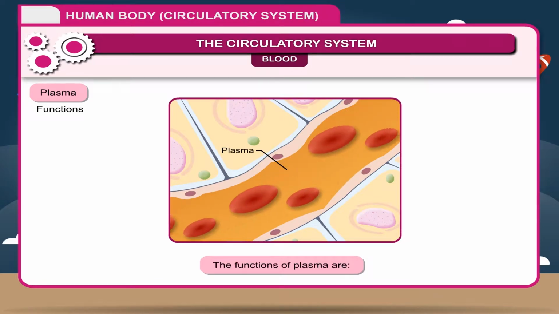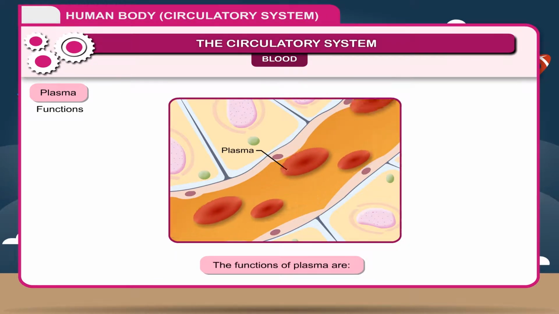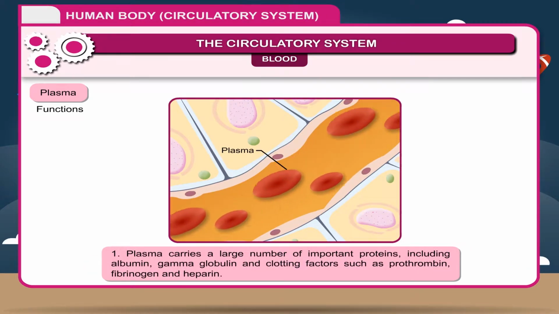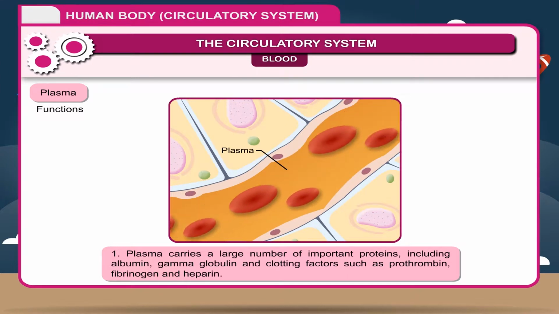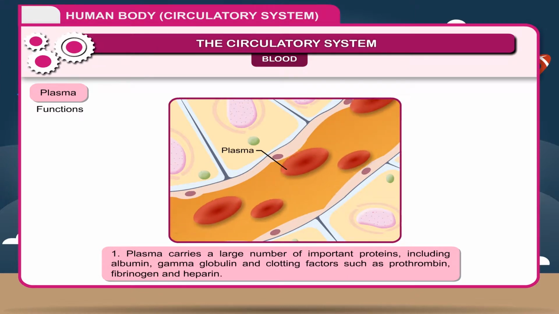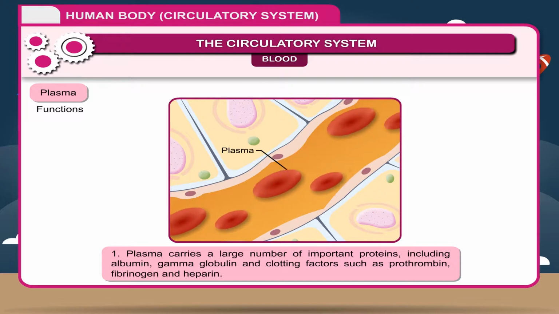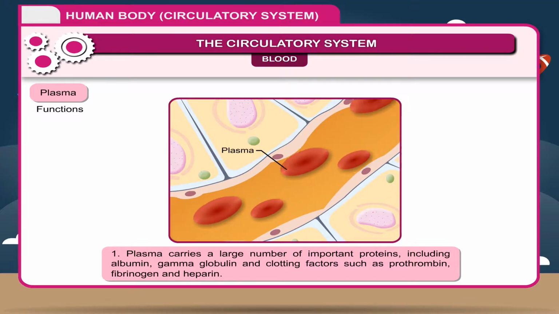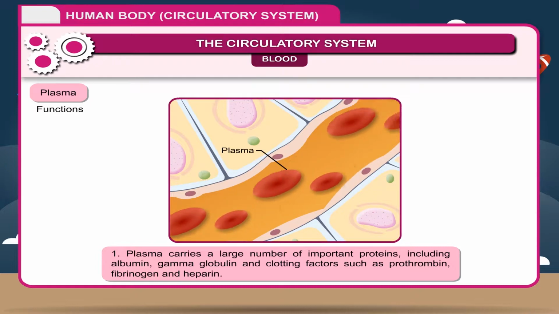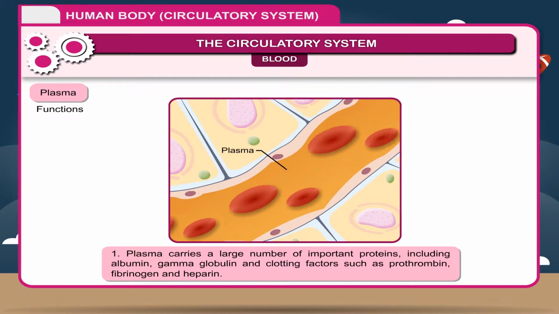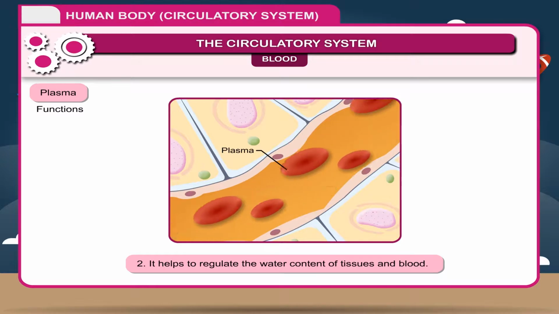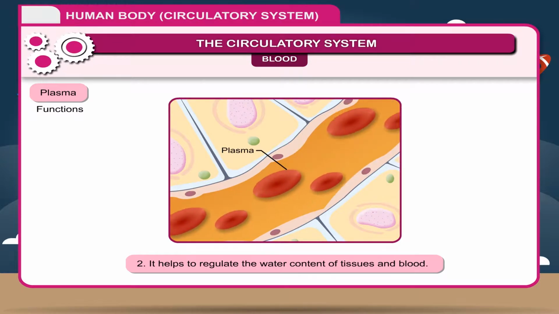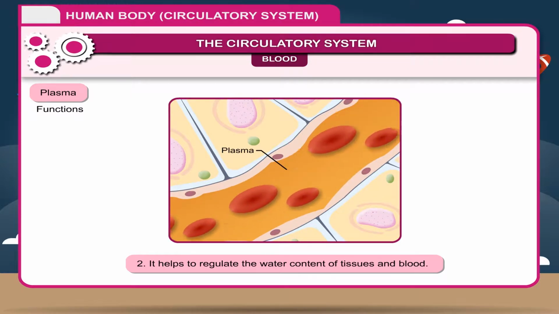Functions. The functions of plasma are: 1. Plasma carries a large number of important proteins, including albumin, gamma globulin, and clotting factors such as prothrombin, fibrinogen, and heparin. 2. It helps to regulate the water content of tissues and blood.